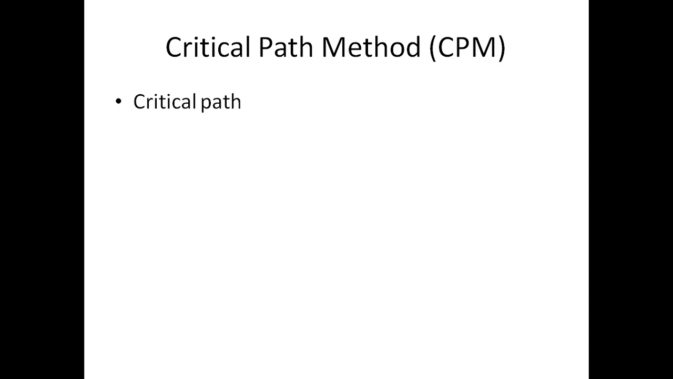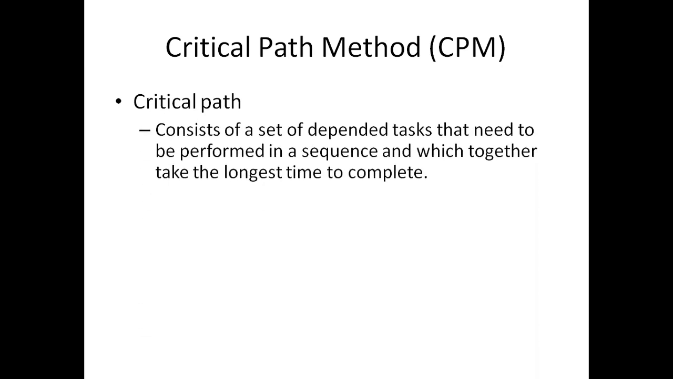Then what do you mean by the critical path? The critical path consists of a set of dependent tasks that need to be performed in a sequence and which together take the longest time to complete. So if there is a path which takes the longest time to complete, then that is known as the critical path. And all the tasks in it are known as critical tasks also. A critical task is one with zero slack time. We will see what this slack time is. So a critical task will have zero slack time.